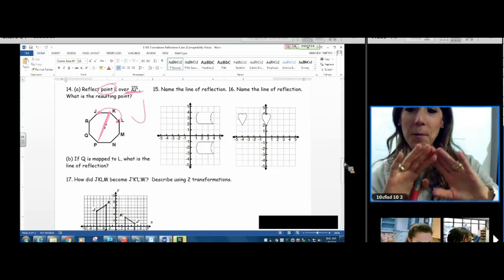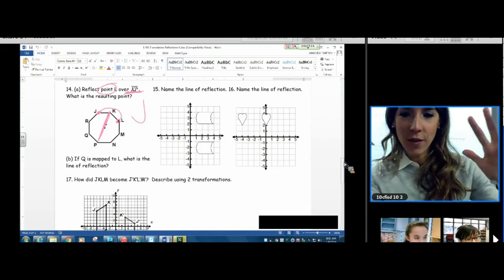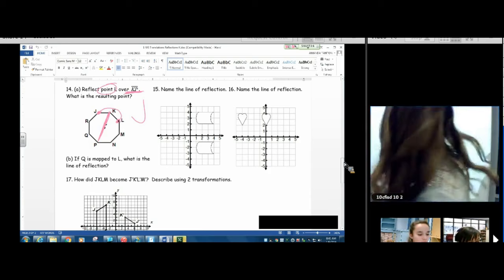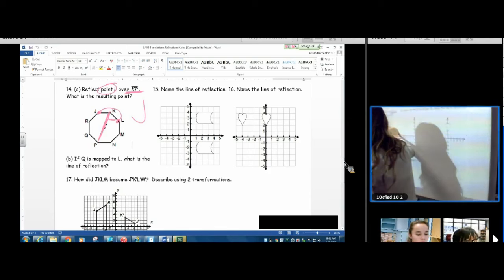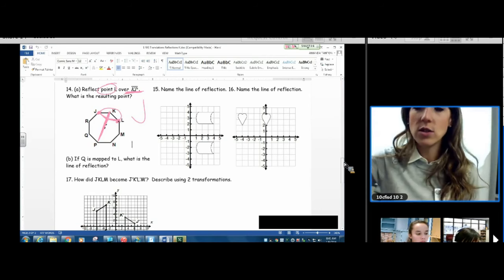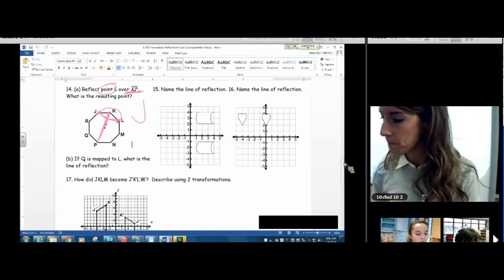So you're thinking, which other point is equidistant from KP as L is? So L is, kind of, this far away from KP. Which other point is that far away? See what I'm saying? So you do need to draw the segment in, okay?